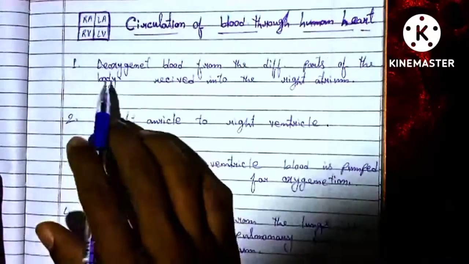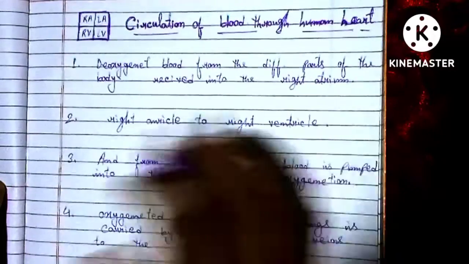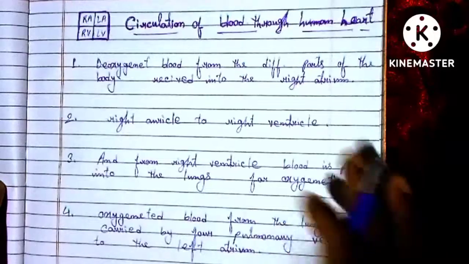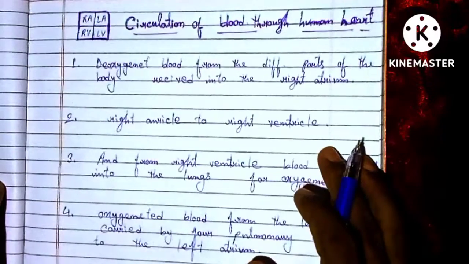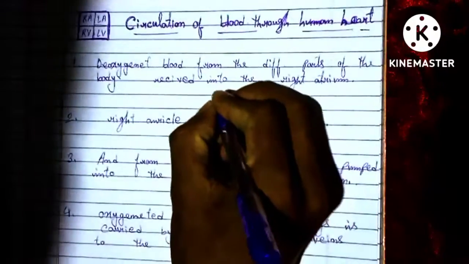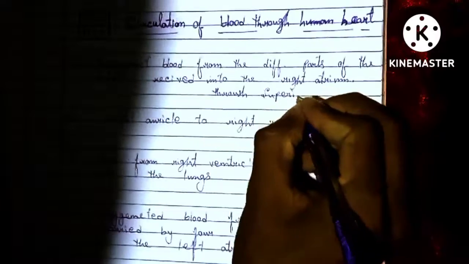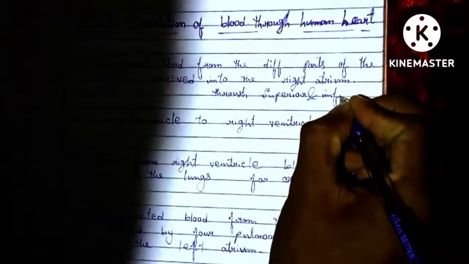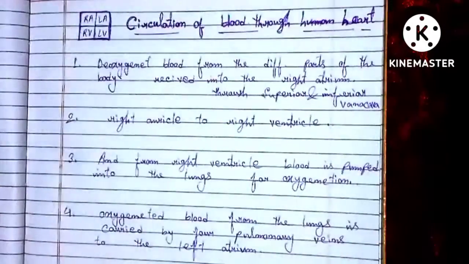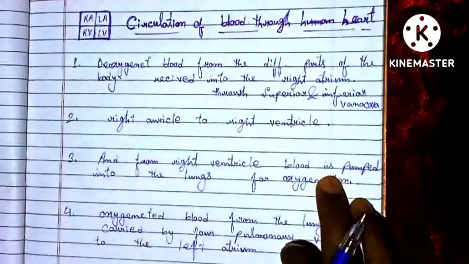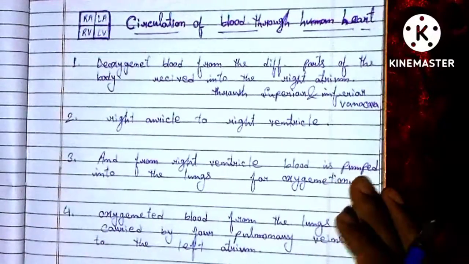So this is the first point. Deoxygenated blood from the different parts of the body is firstly received into the right atrium, through the superior and inferior vena cava. Through which vena cava? Superior and inferior vena cava. So this is the first point: deoxygenated blood from all the parts of the body is firstly received into the right atrium through the superior and inferior vena cava.